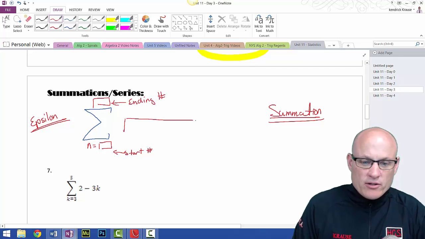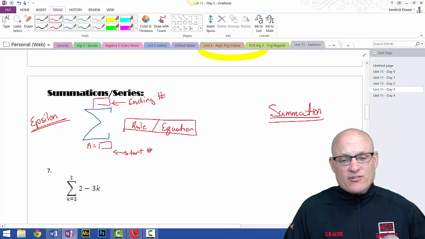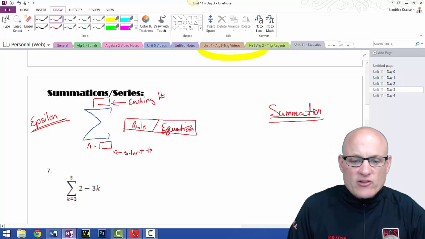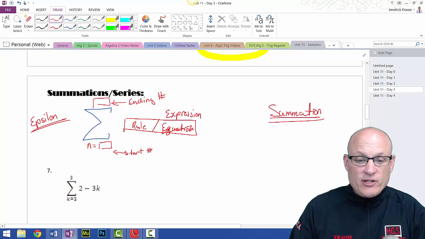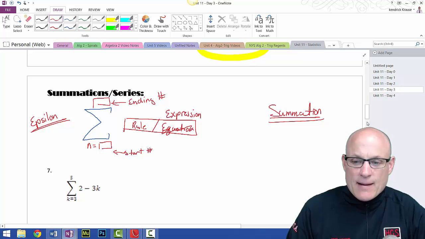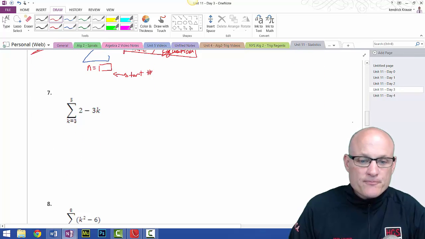And what I'll put here is some kind of rule or expression. Actually I probably shouldn't say equation, I should say expression. This will be some kind of expression that is used to generate the different terms of my sequence. So that sounds complicated, but it's really not.